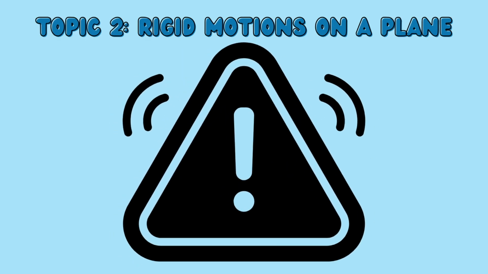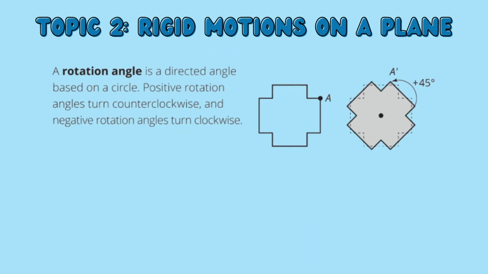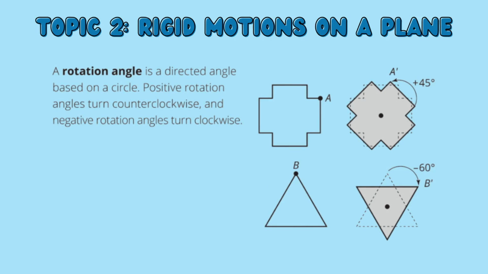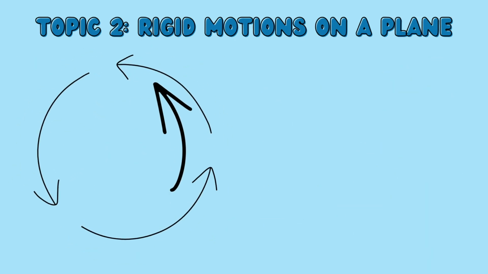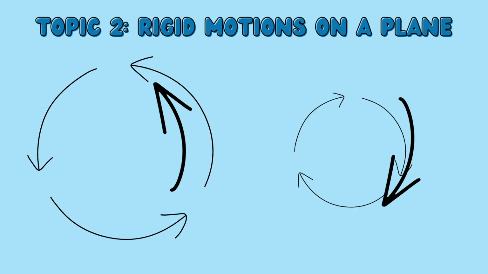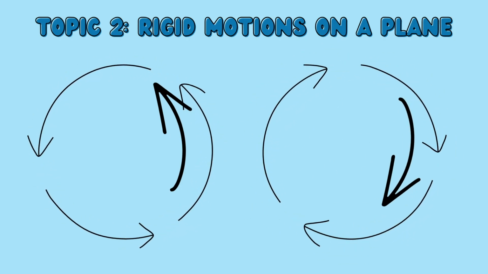Misconception alert. When discussing rotation, it may not be intuitive that positive rotation angles turn counterclockwise and negative rotation angles turn clockwise. To mitigate this, you can show a positive direction moving up and around, and a negative direction going down and around.